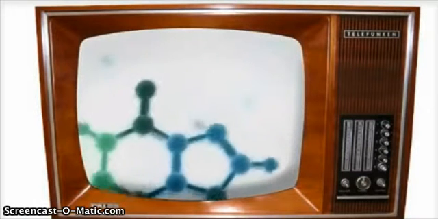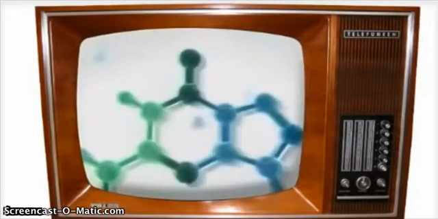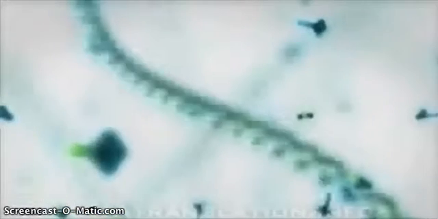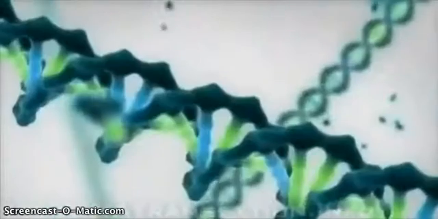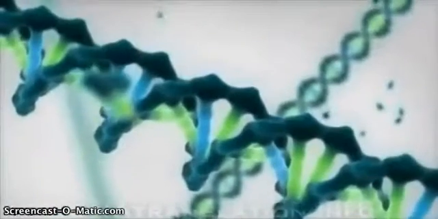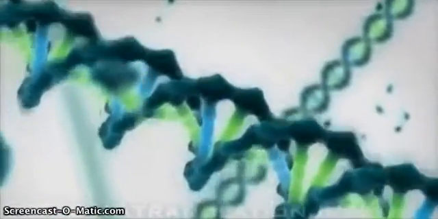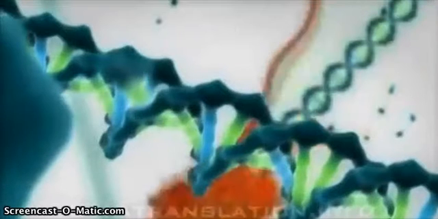This animation demonstrates how the digital information encoded within DNA is used to direct protein synthesis. This is a DNA double helix containing the digital code which directs the cell in all aspects of operation. So we are inside the nucleus right now, which is where our DNA is kept.